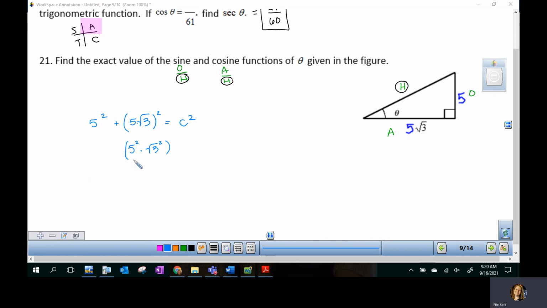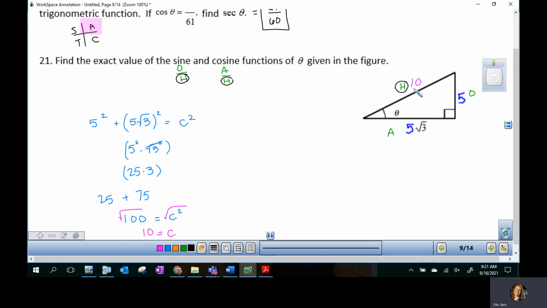What's 5 squared? What's root 3 squared? It's just 3. The square root and the square cancel each other out. But it's still 25 times 3, which is 75. 5 squared over here, 25. 25 plus 75 is 100. And what's the square root of 100? 10.